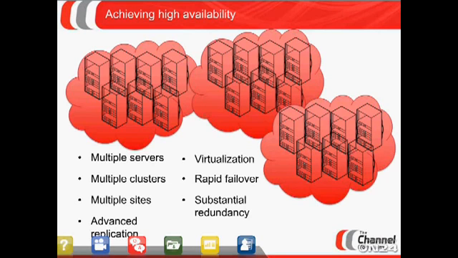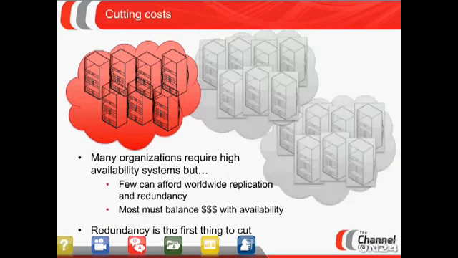So if we look at our next slide, the first thing we start thinking is, well, okay, we need high availability, but we really can't afford the ultimate in high availability, that holy grail, so to speak. So what's the first thing we start cutting to still achieve substantial availability, but perhaps not the five nines? Well, we start cutting sites.